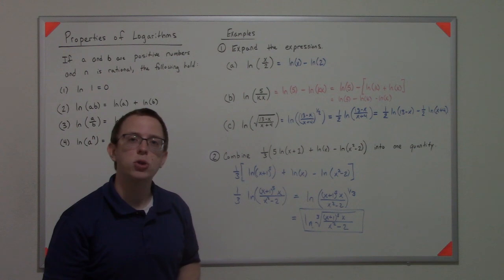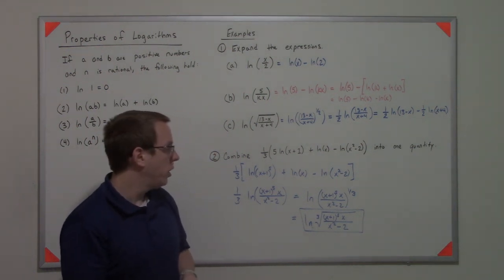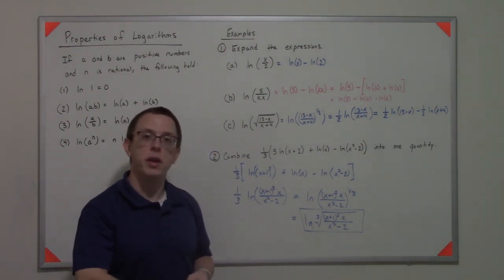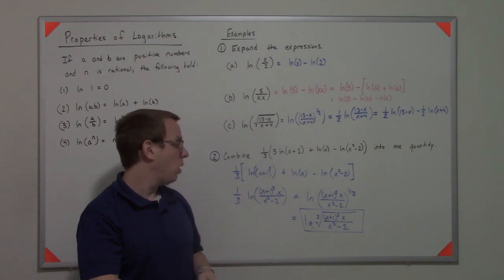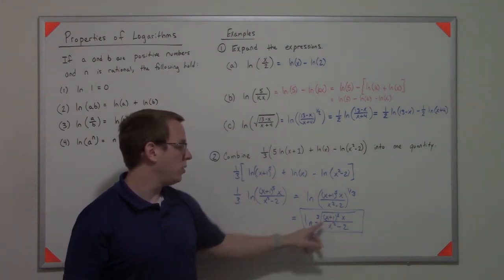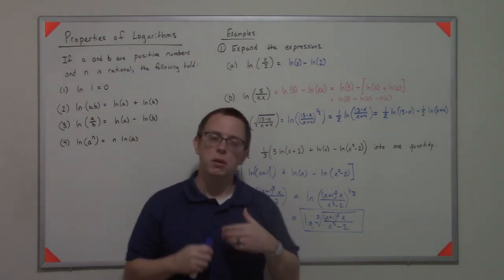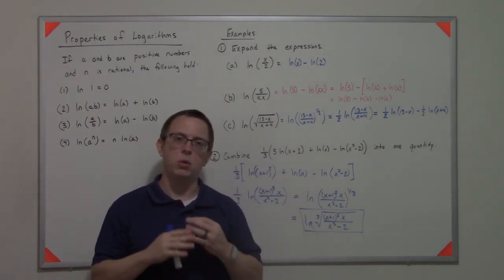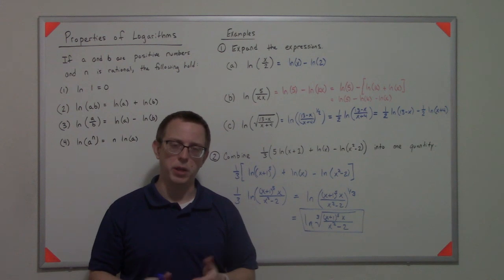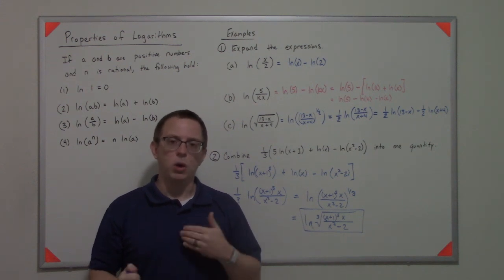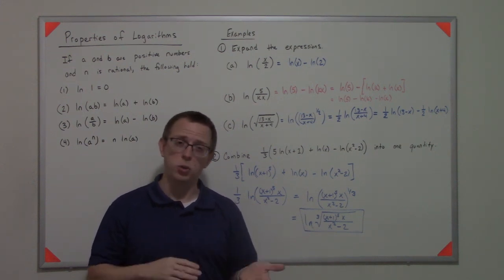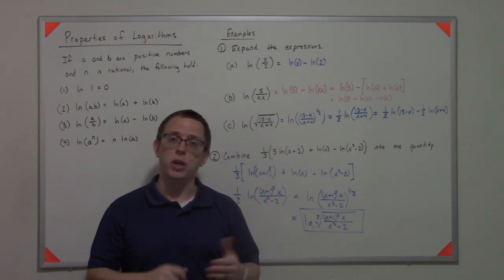So you have the natural log of the cube root of x plus 1 to the 5th times x, all divided by x squared minus 2, again, inside of that cube root. And that's how you combine those things. Being comfortable with those manipulations is really going to help you not trip up on the algebra part and focus only on the calculus.